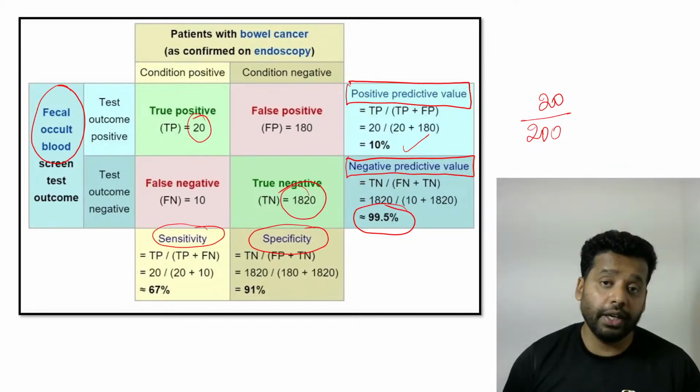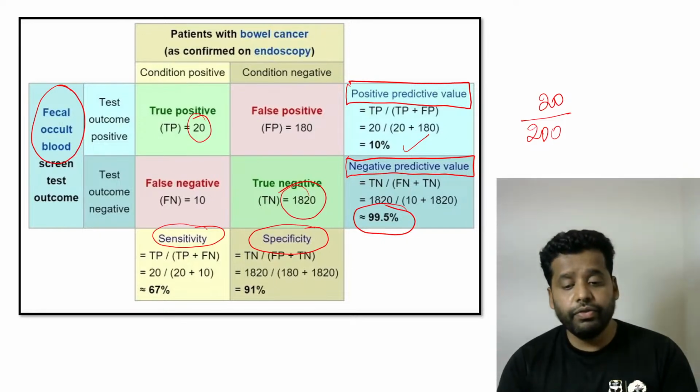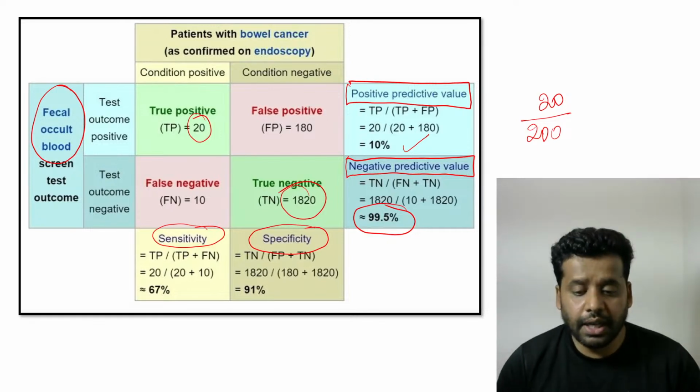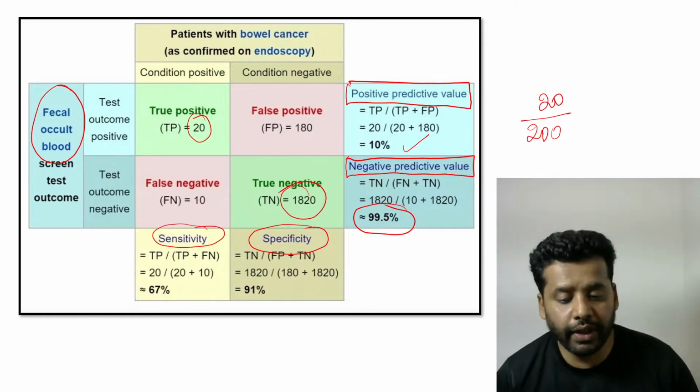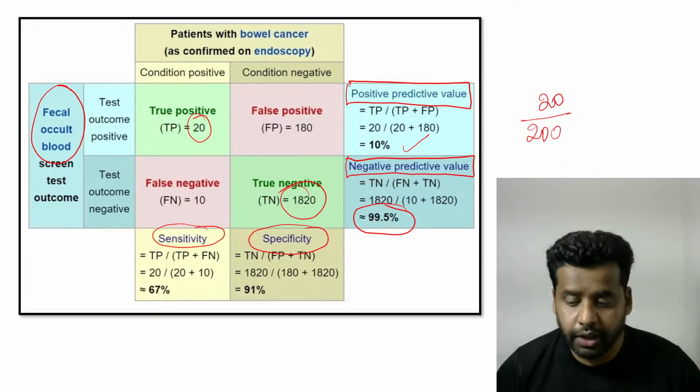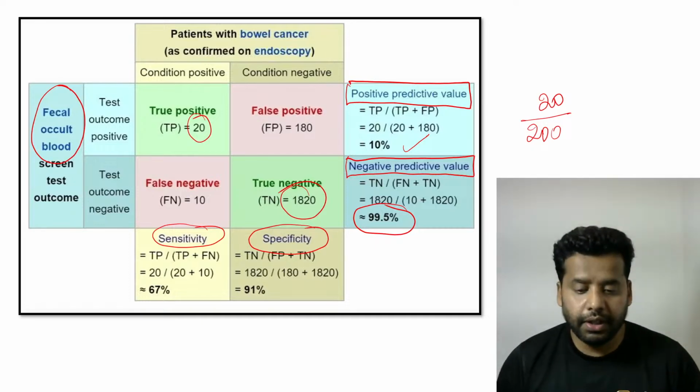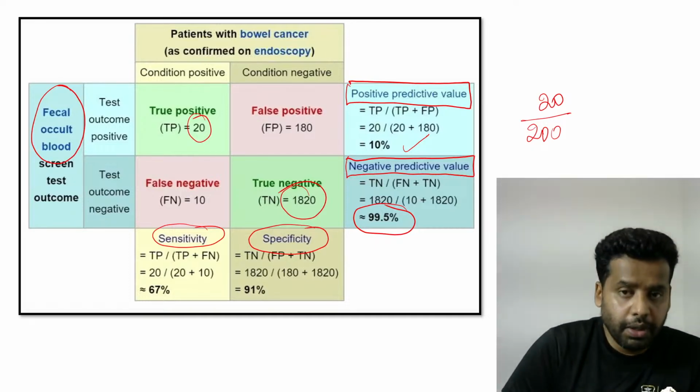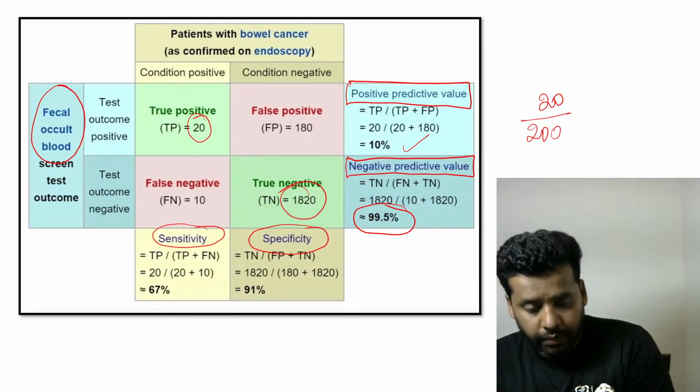99.5% negative predictive value. But if you are tested positive, chance of having disease is very, very less. Positive predictive value is just 10%. If this is the question, calculate PPV or calculate NPV.